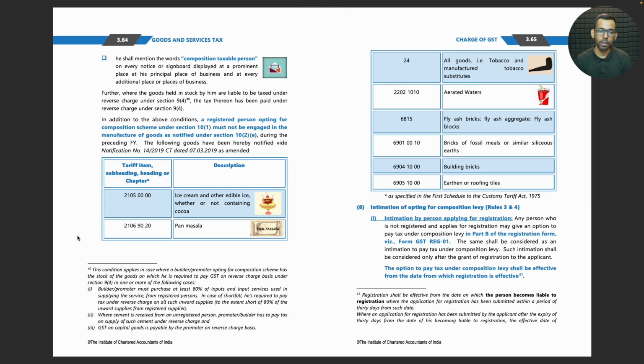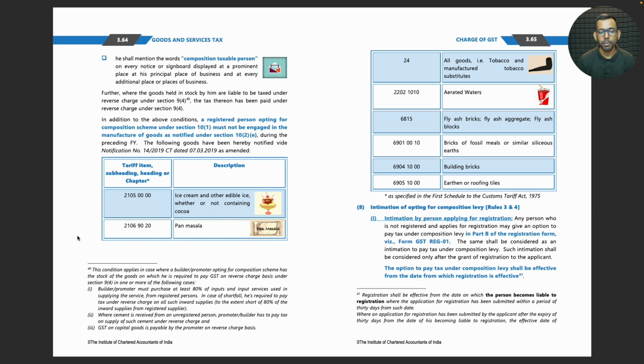every notice or signboard displayed at a prominent place at his principal place of business and at every additional place or places of business. Further, where the goods held in stock by him are liable to be taxed under reverse charge under section 9 subsection 4, the tax thereon has been paid under reverse charge under section 9 subsection 4.